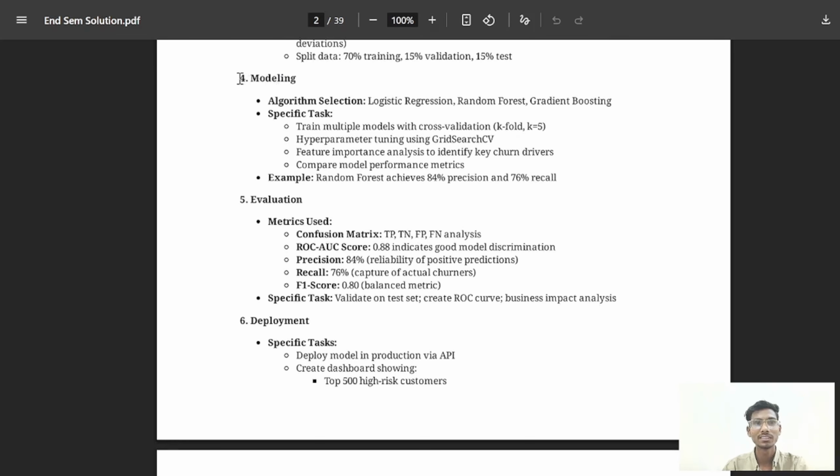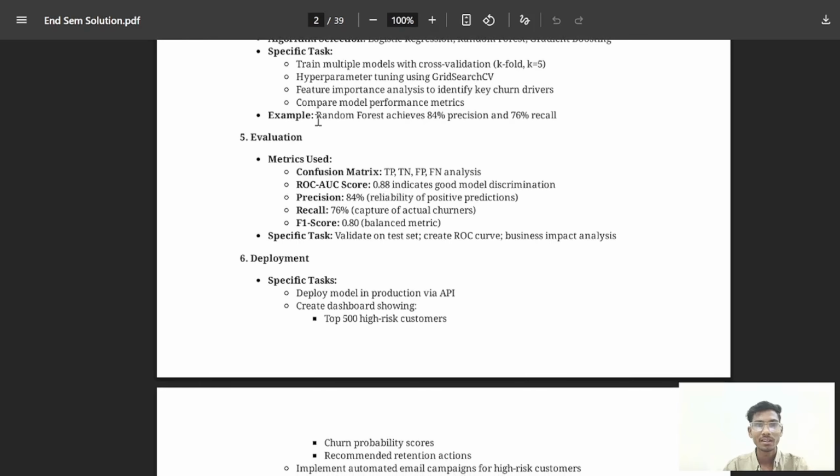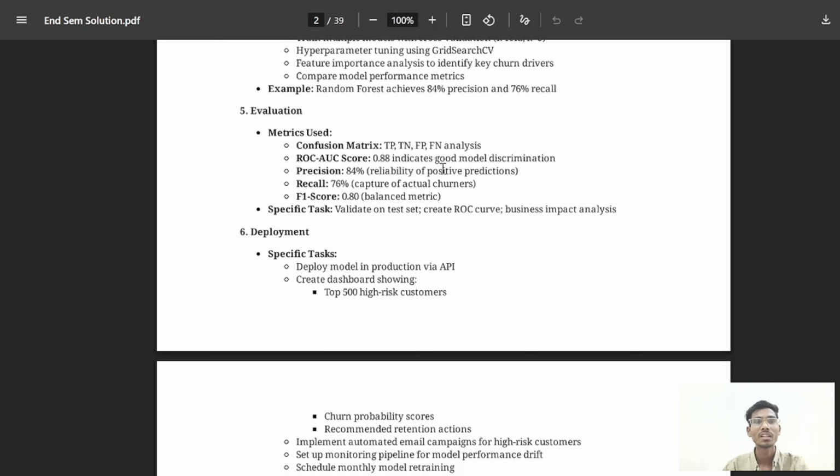The number 4 phase is modeling, data modeling. In this, algorithm section: logistic regression, random forest, gradient boosting. Specific tasks are: train multiple models with cross validation, k-fold, k equal to 5. Hyperparameter tuning using grid search CV, feature importance analysis to identify key churn drivers. Compare model performance metrics. Examples: random forest achieves 84% precision and 76% recall.